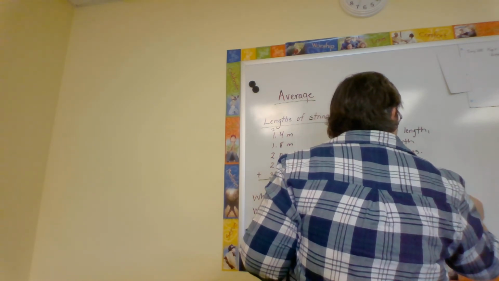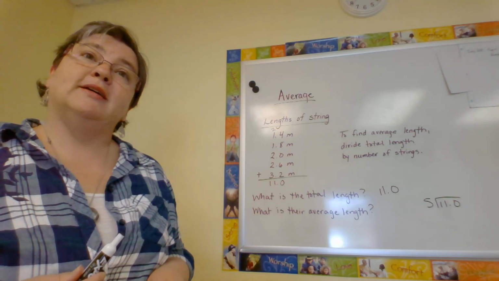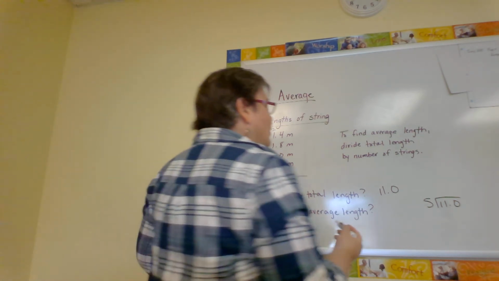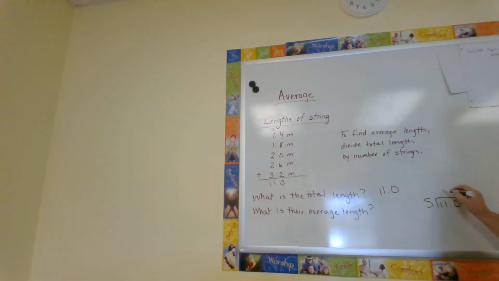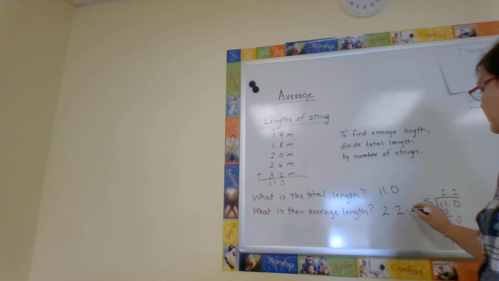So 5 into 11.0. What did you say that was, Wyatt? 22. Well, put your decimal in there. 2.2. Let's see. 5 into 11 goes 2. 2 times 5 is 10. Subtract, bring down the 0. 5 into 10 is 2. All right. So 2.2 is the average length.